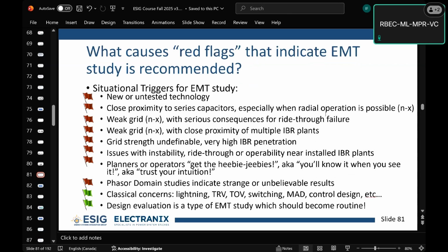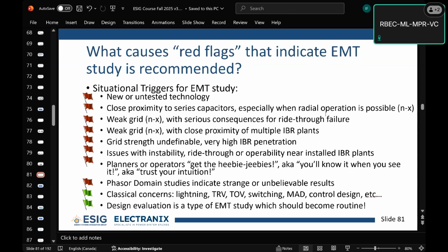If you have a weak grid with serious consequences for ride-through failure. So here I'm thinking of the potential for multiple plants all tripping together, or a very large plant where your ride-through failure actually will cause maybe a frequency problem or cause a major event, a voltage problem or something else. If the consequences are high for ride-through failure, you should do an EMT study.